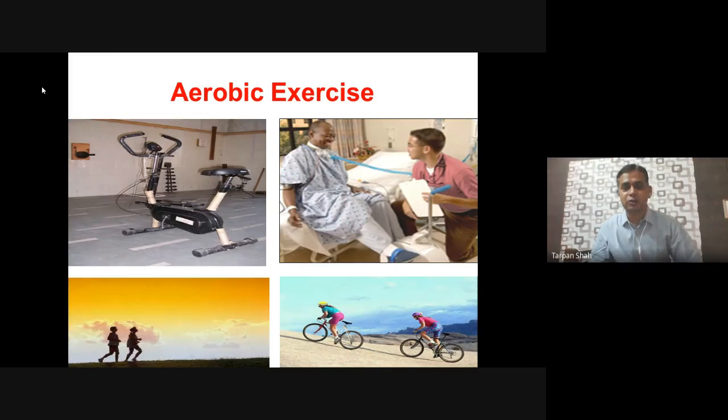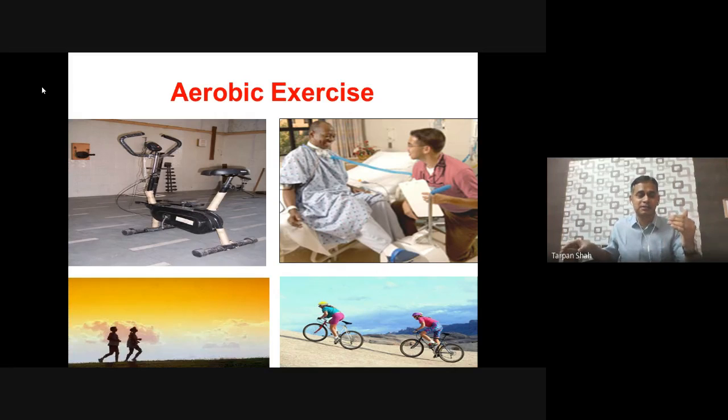Aerobic exercise. Aerobic exercise is basically for the conditioning purpose. Okay, so what exercises come over here? Walking, running, jogging, swimming, bicycling, treadmill, arm ergometer, aerobic dance, and so many exercises will come over here. The basic purpose of providing aerobic exercise is to let the patient use oxygen and do the exercise for a prolonged period of time.